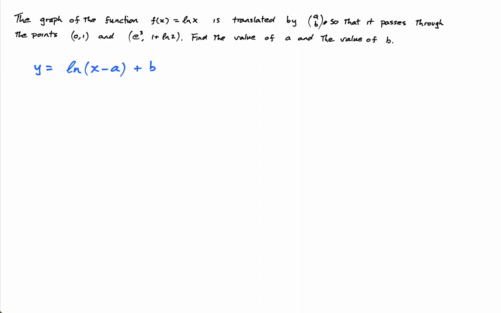Straight away I'm thinking I have two things I need to find, a and b. He's given me 2 points, so essentially I'm just going to make 2 equations and solve them. Now, I'm not saying it's easy, but at least I know what direction to go. So first equation, I'm going to sub in this point. I'll sub in 1 and 0. So 1 for y and 0 for x. So 1 equals ln of 0 minus a, which is minus a, plus b. That's my first equation.